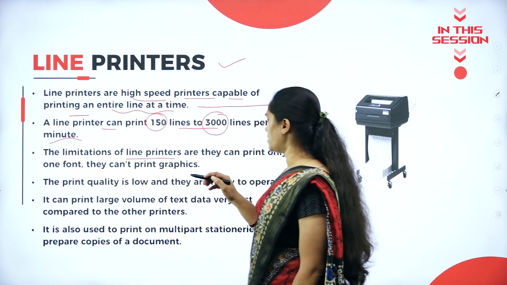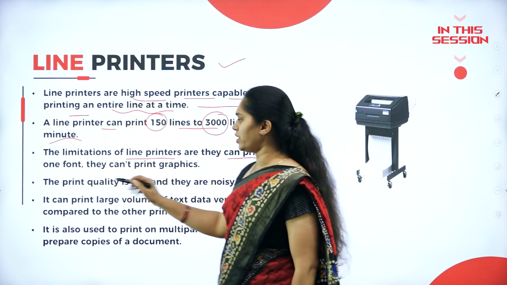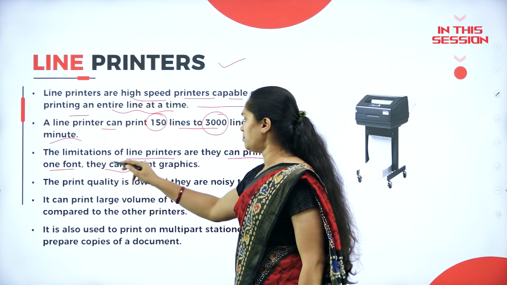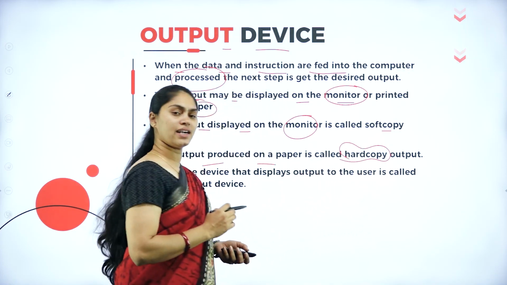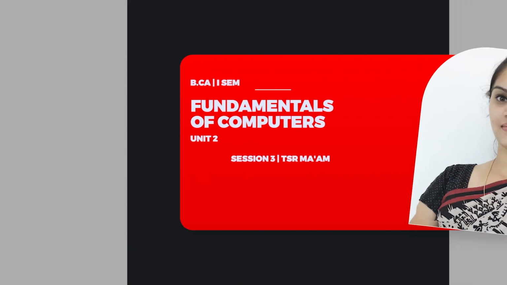Main limitation of line printers are what? They can print only one font, they can't print any other graphics. When the output is produced on a paper, then we are calling that as what? Hard copy output.